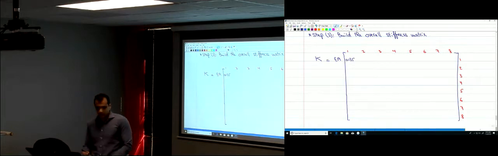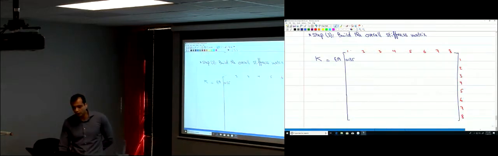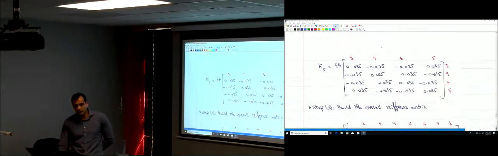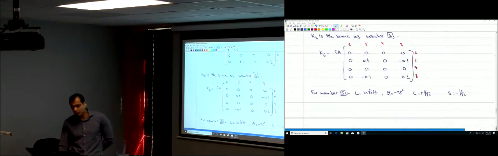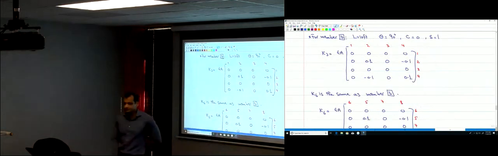0.135. How to get those numbers? Mapping the elements from each member stiffness matrix. So 1 and 1, for example. Is there 1 and 1 in K5? No. Is there 1 and 1 in K6? No. Is there 1 and 1 in K3? Yes, but it's 0. Okay. Is there 1 and 1 here? Yes, 0.035.